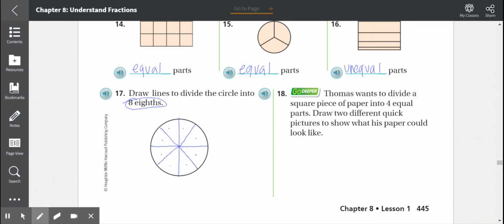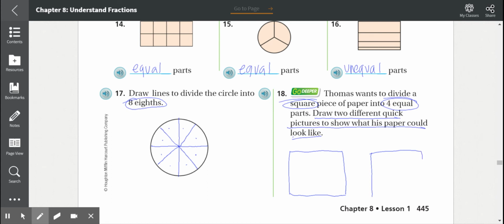All right. Number 18. Thomas wants to divide a square piece of paper into 4 equal parts. Draw 2 different quick pictures to show what his paper could look like. So he wants to divide a square piece of paper into 4 equal parts. So what I want you to do now is draw 2 squares, the best you can do. They don't have to be perfect, but we want to do our best.